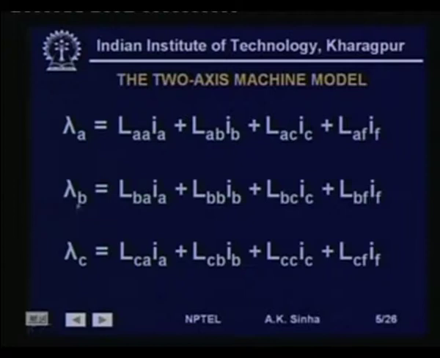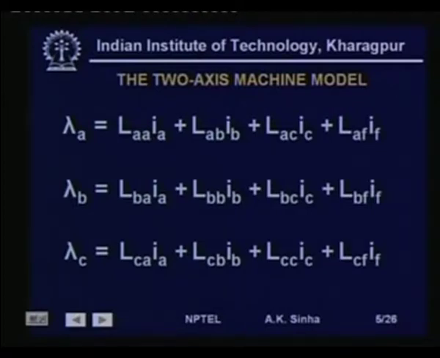Similarly, for phase B coil, we can write the flux linkage as L_BA into I_A plus L_BB into I_B plus L_BC into I_C plus L_BF into I_F. Again, we have L_BA, which will be equal to L_AB, and this is the mutual inductance between coil of phase A and coil of phase B on the stator.